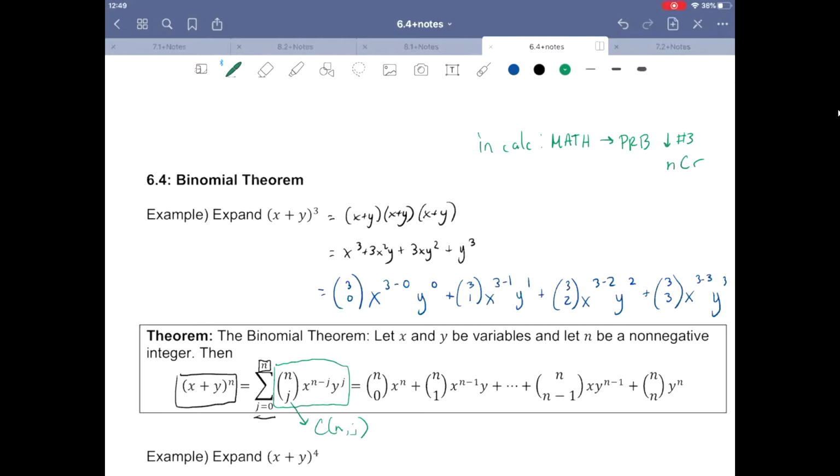Right? These numbers aren't bad. I mean, we can do these by hand, right? 3 choose 0, we know is 1. 3 choose 1, 3 ways to do that. 3 choose 2, 3 ways to do that. And 3 choose 3, 1 way to do that.